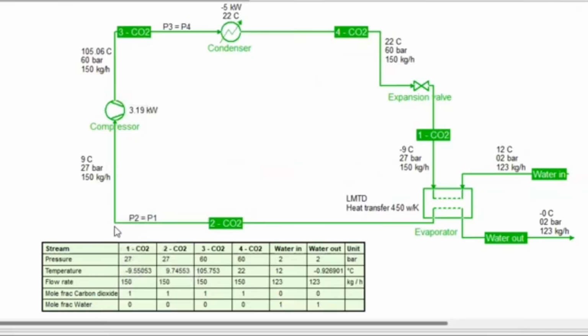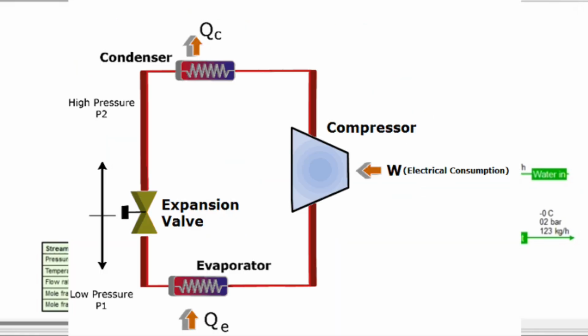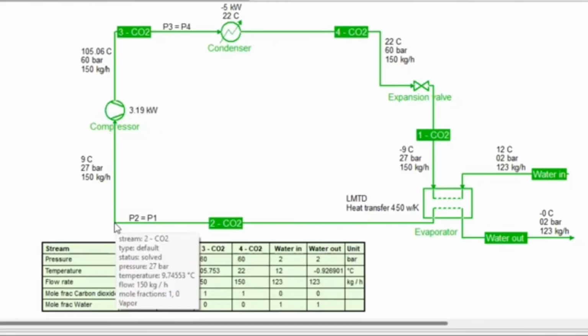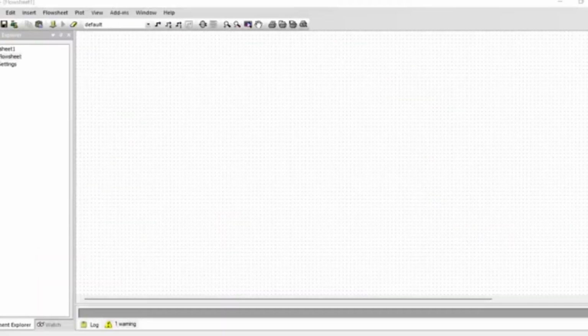A refrigeration cycle consists of 4 steps: compression, condensation, throttling or expansion, and the evaporator. Now, our aim is to cool water from 12 degrees to 0 degrees using carbon dioxide as a refrigerant. Okay, let us build our system.